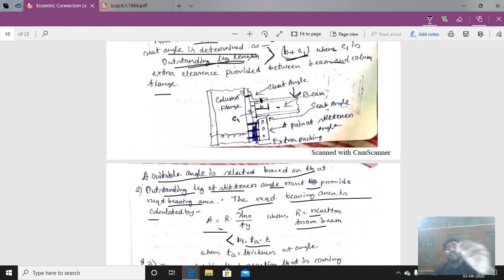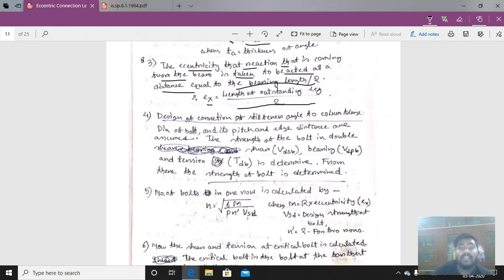Because here a stiffener angle also has to be used. So we need to be confirmed about what will be the length of Ex, that is the eccentricity to be provided. So the length of the eccentricity has also to be determined here. The outstanding length by 2, the Ex, that is the eccentricity, will be determined by that formula.